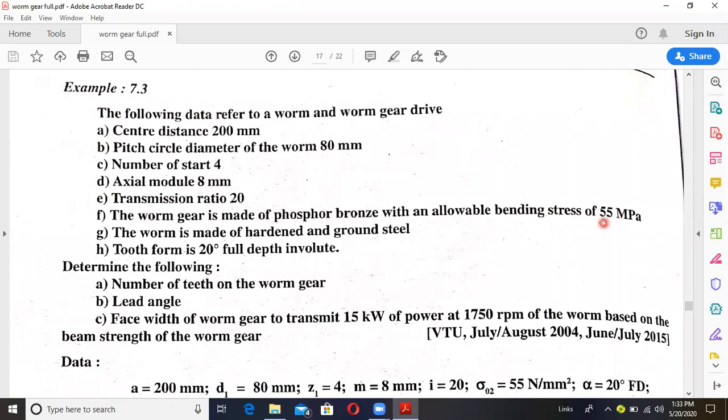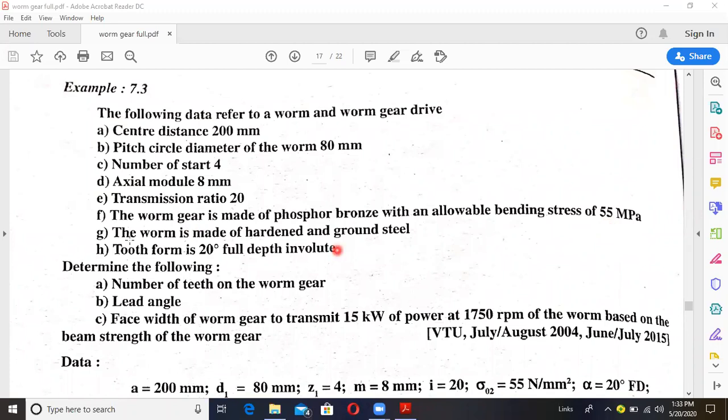Sigma naught 1 or sigma naught 2? Sigma naught 1. Here the worm gear is made up of phosphor bronze with an allowable bending stress of 55 MPa. Sigma naught 2. Always I told that the gear is represented by 2, right? So it is nothing but sigma naught 2.